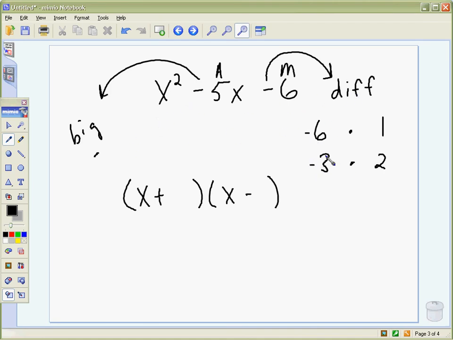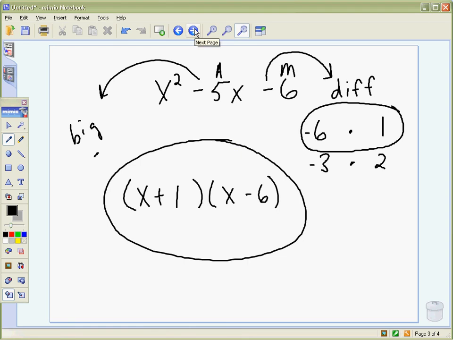Which one will add to get me a negative 5? And that's the negative 1. I'm sorry, the negative 6 and the positive 1. Because negative 6 plus 1 is negative 5. So my answer is x plus 1. And then I get an x minus 6.